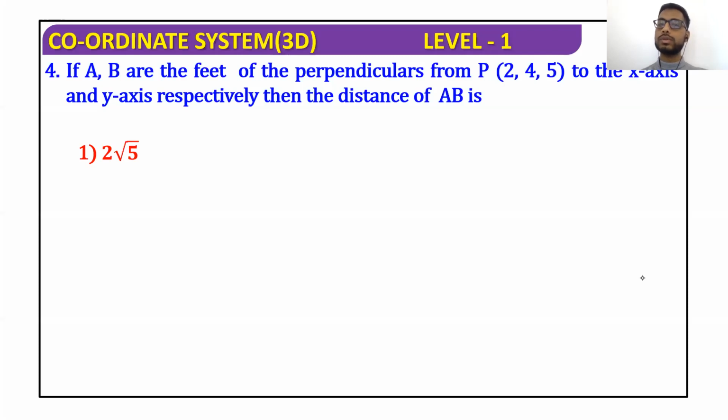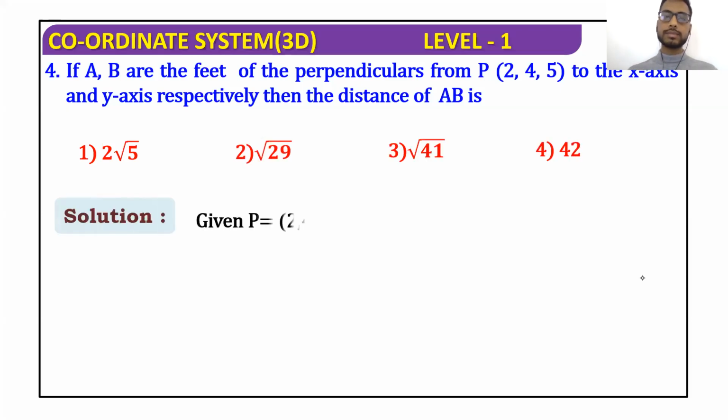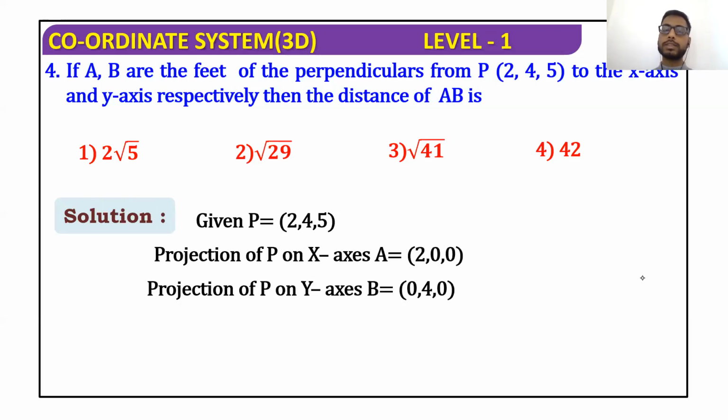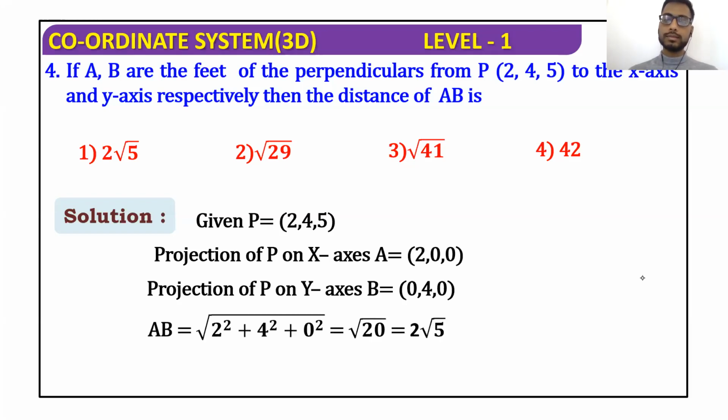So coordinates of A would be 2, 0, 0. And B is lying on or has the feet of perpendicular on y-axis, so it has only y coordinate. Therefore, coordinates of B would be 0, 4, 0. You have your A and B. Apply distance formula to get your answer. So, as we can see, projection on x-axis would contain only x coordinate. Projection on y-axis would contain only y coordinate. Applying distance formula, we get answer.